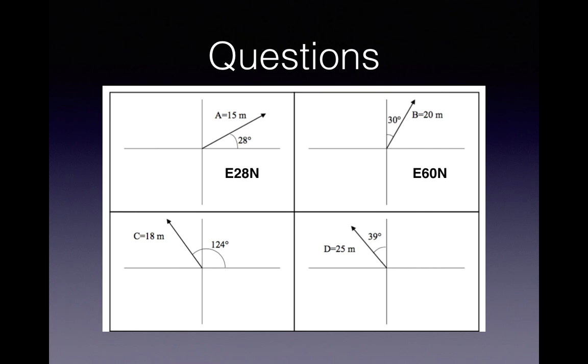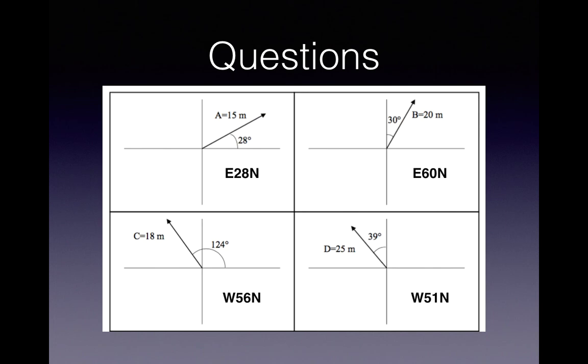So if we look at the third one, the 124 isn't the angle we're going to be looking at. It's going to be 180 minus 124, which is 56. So the vector will go west, 56, north. And the next one, again looking at the acute angle that the vector makes with the y-axis, is 51 degrees. So we're going west, 51, north. Okay, so that part is covered.